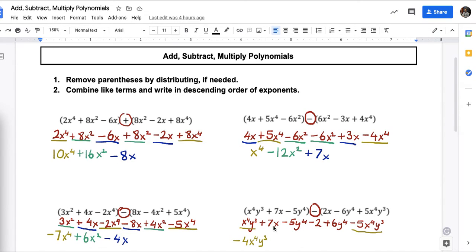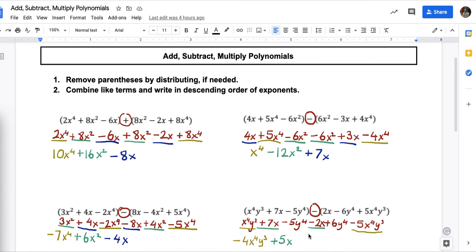The next set of x's, and I just noticed that I forgot an x right there. The next set of x's is this 7x and the negative 2x, so that gives us plus 5x.